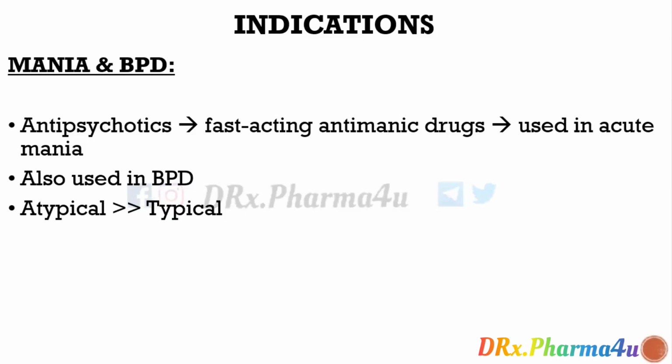So antipsychotics are fast-acting anti-manic drugs. So they are used in acute mania. They are also used in bipolar disorder. Atypical antipsychotics are more preferred than typical antipsychotics.